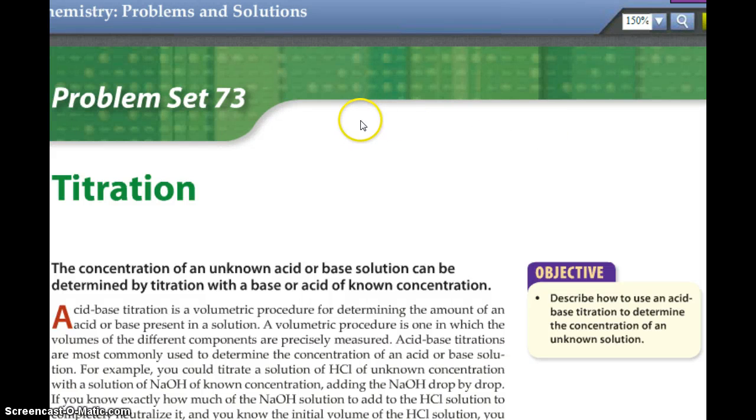And now we'll go over part 2 of 3.06, the problem set 73, titration. The concentration of an unknown acid or base solution can be determined by titration with a base or acid of known concentration. Acid-base titration is a volumetric procedure for determining the amount of acid or base present in a solution. A volumetric procedure is one in which the volumes of the different components are precisely measured. And remember, that's why we use the burette. And like I said, it didn't show it in the pictures, but it measures in milliliters.